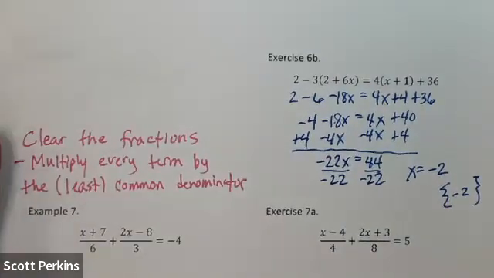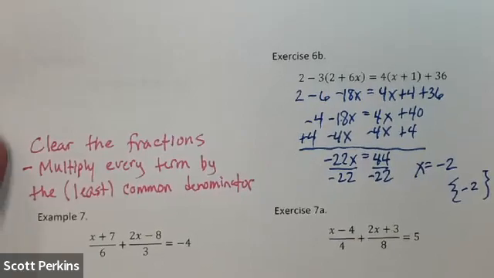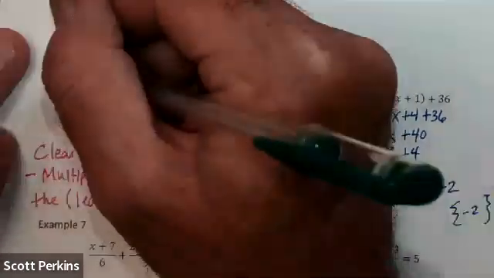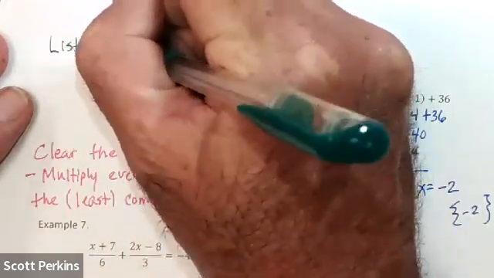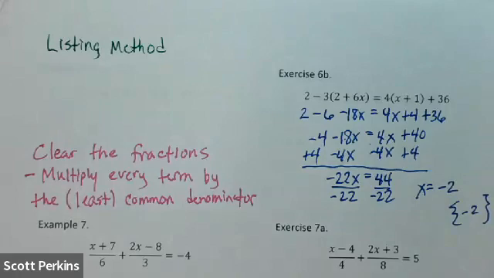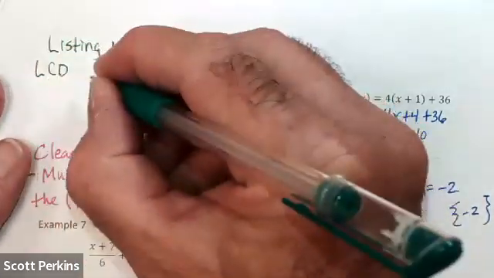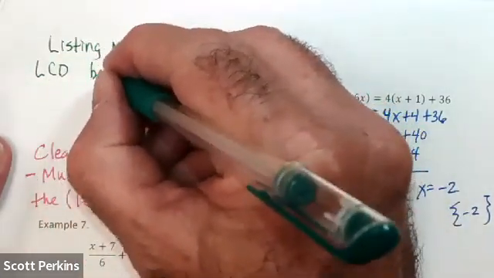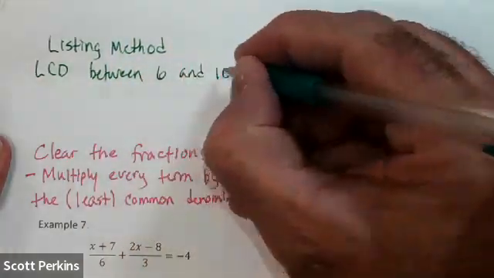But here is a strategy that will work for most all the problems. In fact, it works for all problems. It can just be inconvenient for some. The listing method. And here's what we're going to do. This is my example of the listing method. We're going to find the least common denominator, the LCD, between 6 and 10.